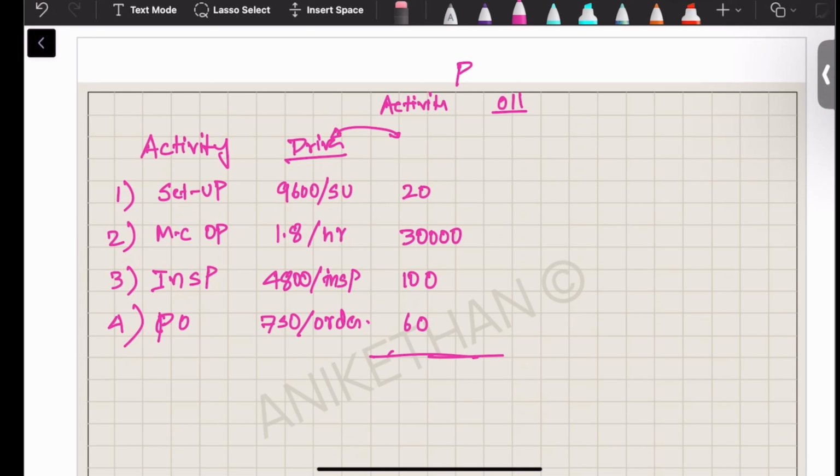You should use the memory plus function of your calculator to calculate the total of this. So total overhead is 7.71 lakh, and P is total 3000 units. When we divide this, we will get per unit cost of overhead based on the ABC.